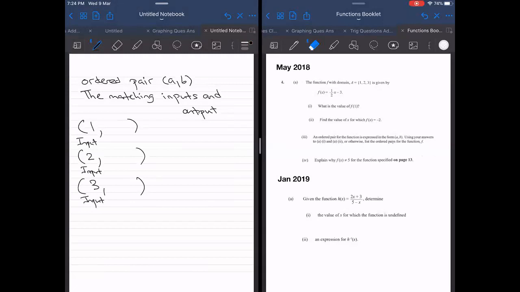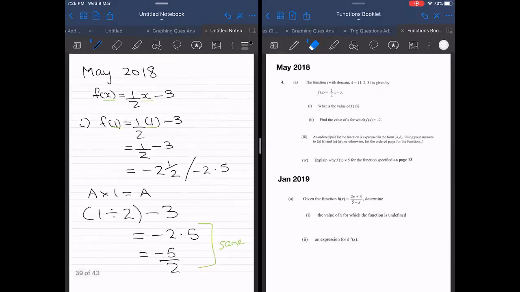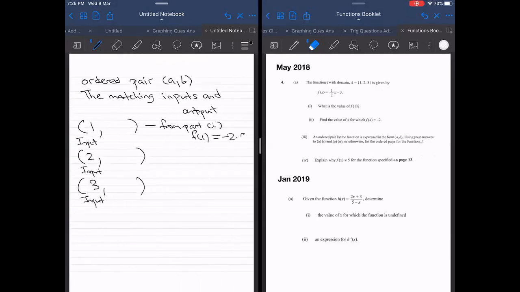So we already know the output for the first one, right? From part 1, what did we know? f of 1, what did we get? Let me go back. f of 1 was minus 2.5. So they're telling us that the output was minus 2.5. So from part 1, f of 1 was minus 2.5, and that is one of the ordered pairs. But we also need to do it for 2 and for 3.